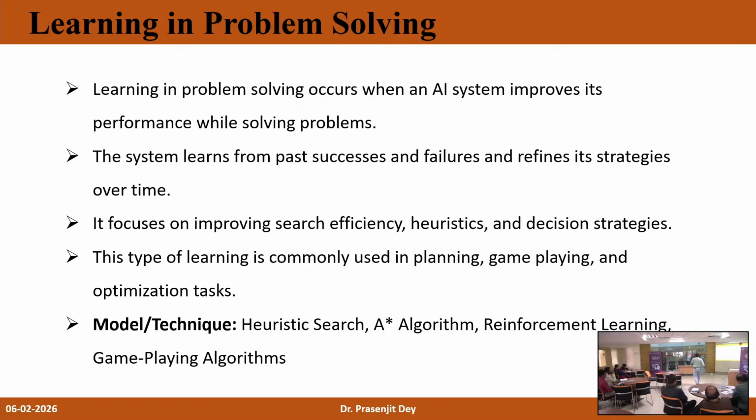Now let me read through the slide. Learning in problem solving occurs when an AI system improves performance while solving problems. So you keep on solving the problem. I am a robot, I have to get out of this room. I check with all these possibilities, and based on that I gain some knowledge. So next time it will not be difficult for me to come out of this room if I am a robot, because I have the previous experience. I have the idea of what the architecture of this room is.